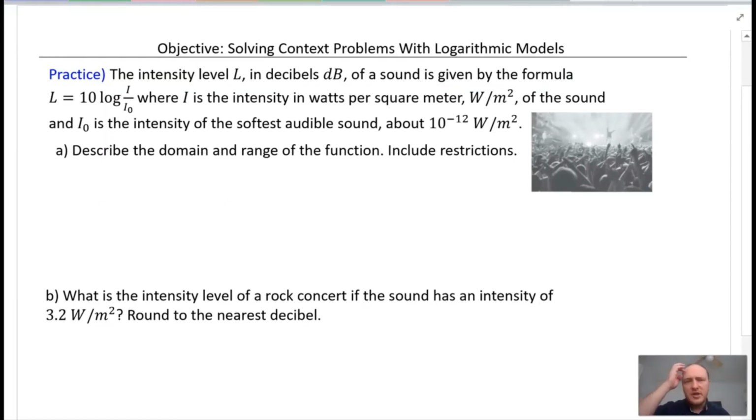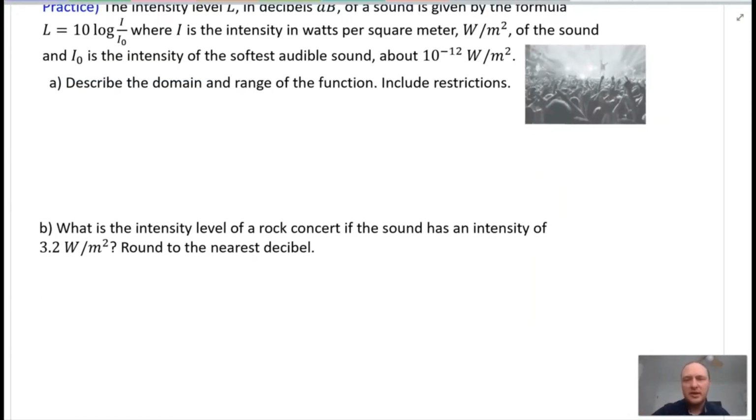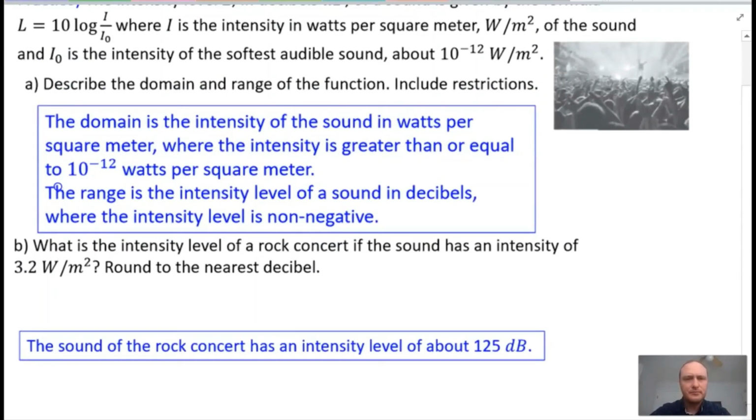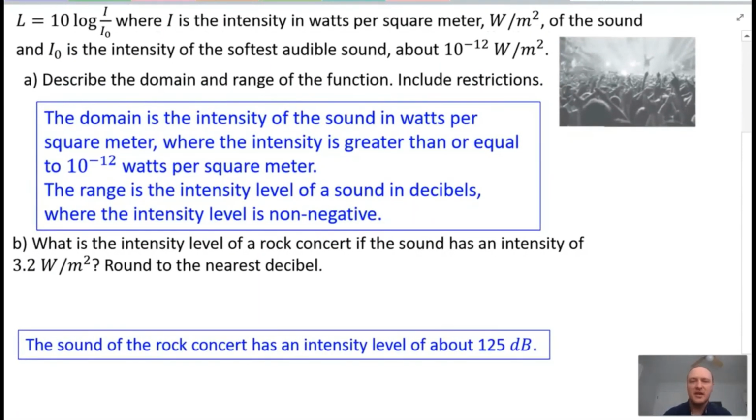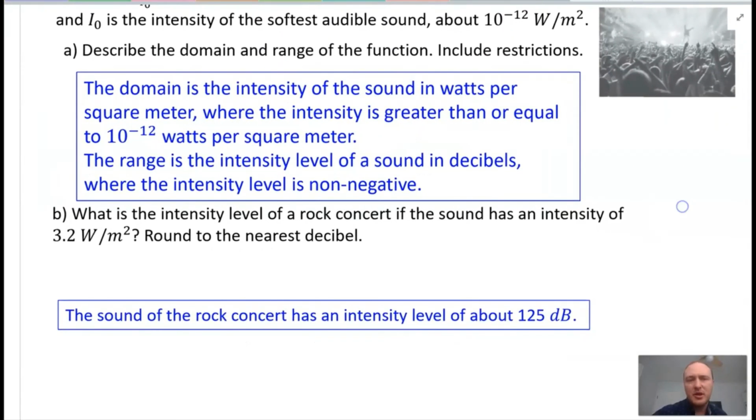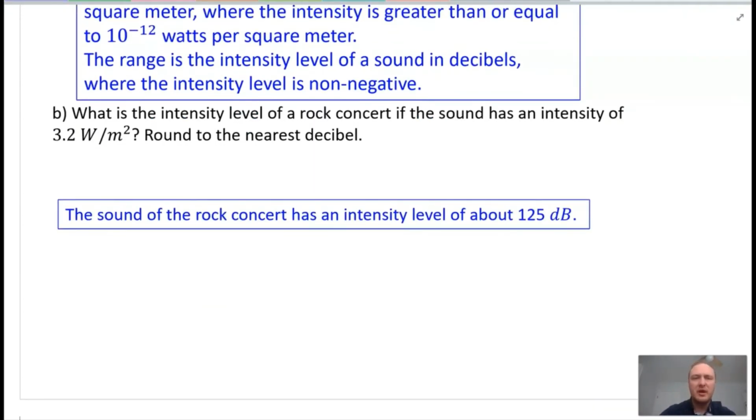Hopefully you have done parts A and B, and here is the solution. The domain is the intensity of the sound in watts per square meter, where the restriction is greater than or equal to 10 to the negative 12 watts per square meter. The range is the intensity level of a sound in decibels, where the intensity level is non-negative, or greater than or equal to 0. For part B, what is the intensity level of a rock concert with a sound intensity of 3.2 watts per square meter? That would be about 125 decibels.